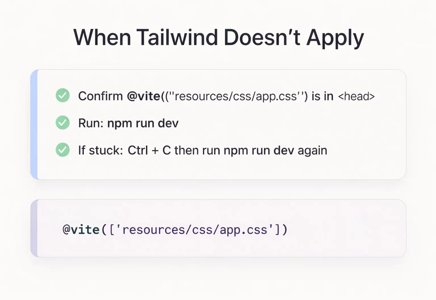If Tailwind still doesn't apply, check two things. First, the Vite directive must be correctly placed in the head and spelled correctly. Second, npm run dev must be running. If it hangs or stops reacting, stop it with Ctrl-C and start it again.